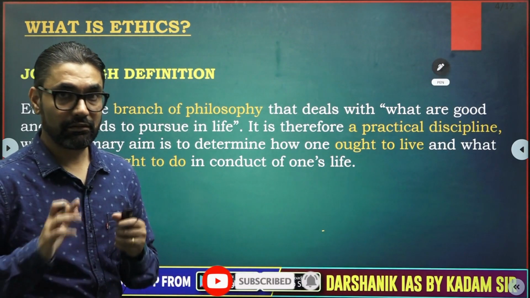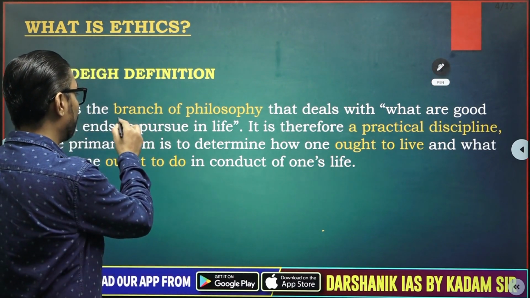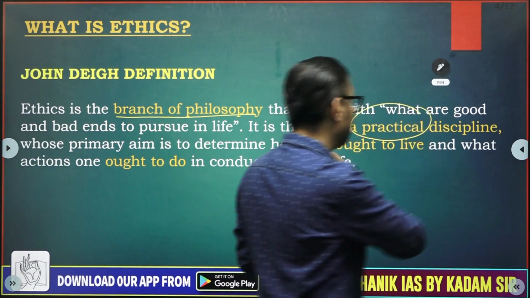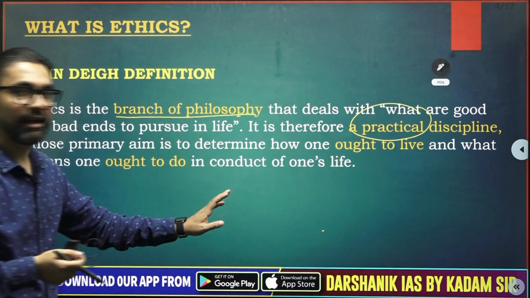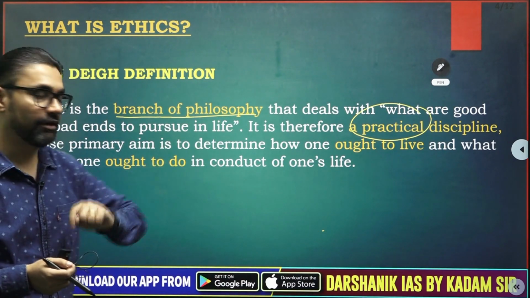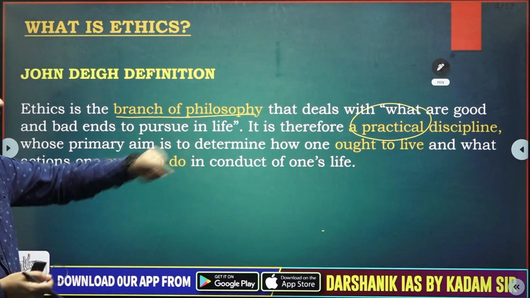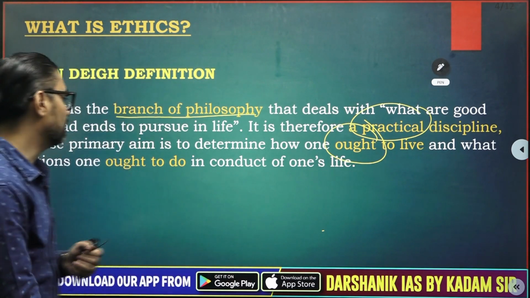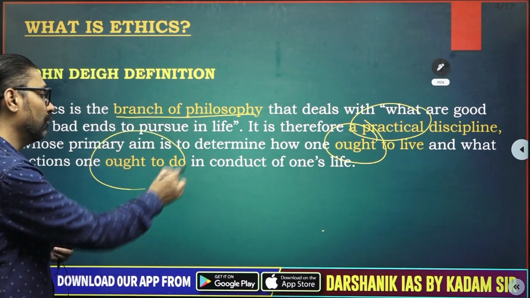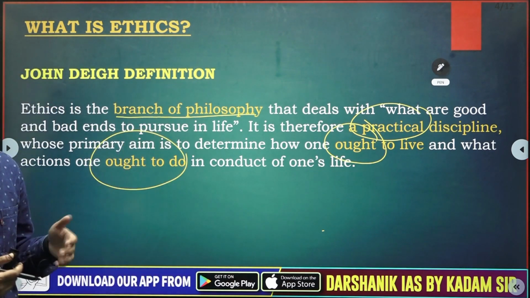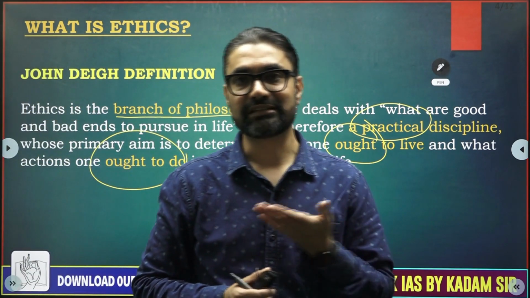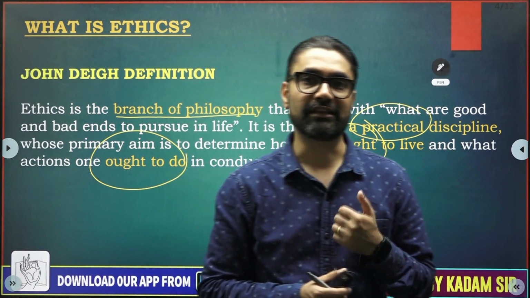Guys, I explained to you in the definition why ethics is a branch of philosophy, and why it is considered a practical discipline. So what does the definition say further? It is therefore a practical discipline whose primary aim is to determine how one ought to live and what actions one ought to do in the conduct of one's life. So how one ought to live and what actions one ought to do in the conduct of one's life, that's what matters to the ethics paper.